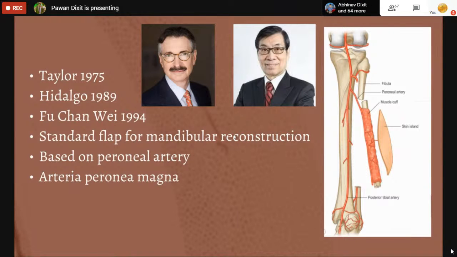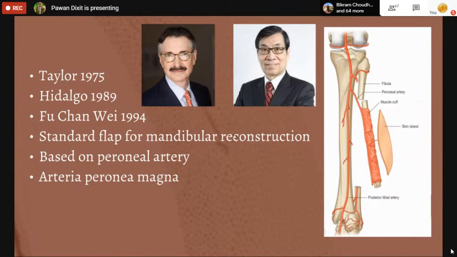Till 1994, this flap was raised as only a bone flap. Fu Chen Wei from Taiwan in 1994 described the osteoseptocutaneous flap. He described that a skin island can also be taken with the bone flap. This revolution made the free fibula flap a standard flap for mandibular reconstruction because you can simultaneously reconstruct lining, bone, and a small area of external skin if needed.